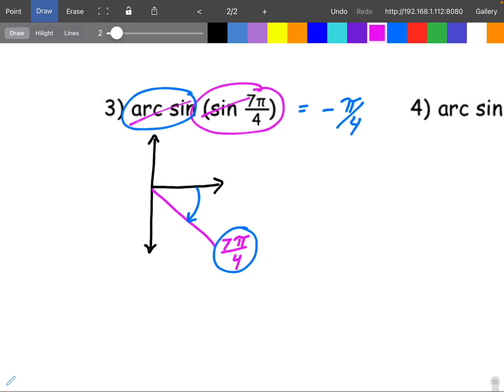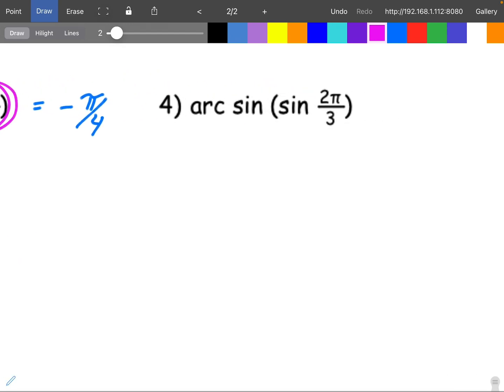So it's not always just a matter of saying, oh, hey, those cancel, and that's my answer. I need to realize that 7 pi over 4 is not within that range that we can have, so we need to convert this to a negative angle that is within that range.